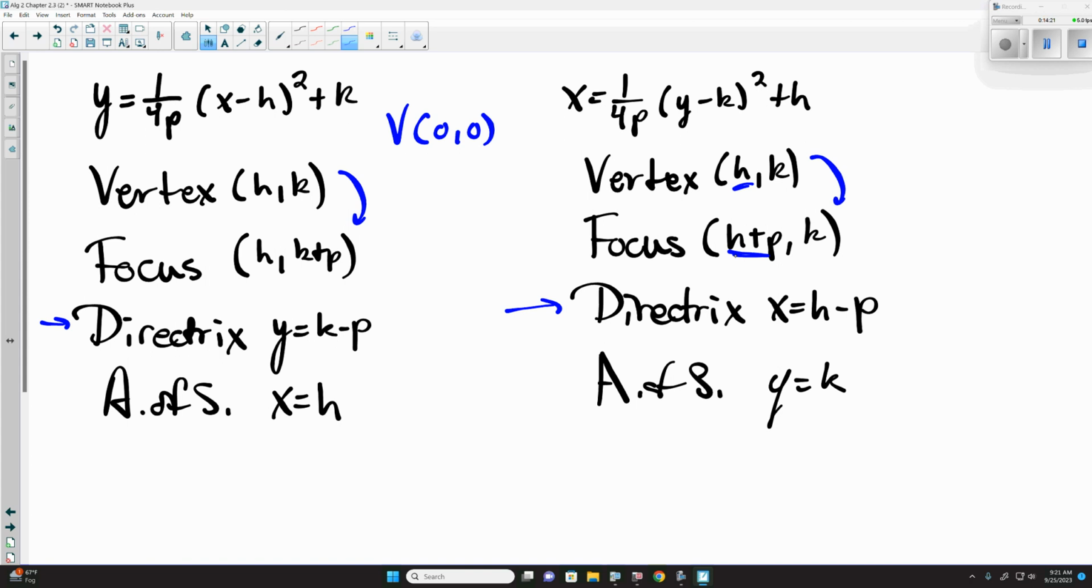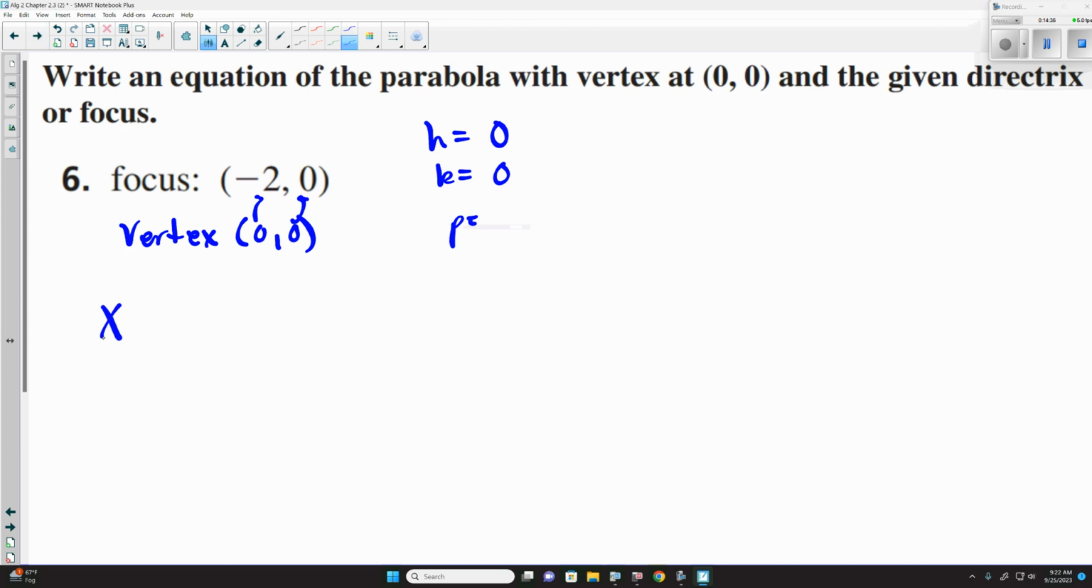For our x equals, it does. It goes from h to h plus p. We add that value to it. And if we look at the k value, it goes from k to k. It should stay the same. So this one here is our x equals 1 over 4p times (y minus k) squared plus h. And our vertex is still the point (h, k), and our focus is (h plus p, k).